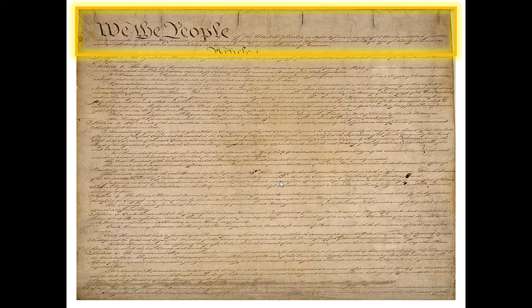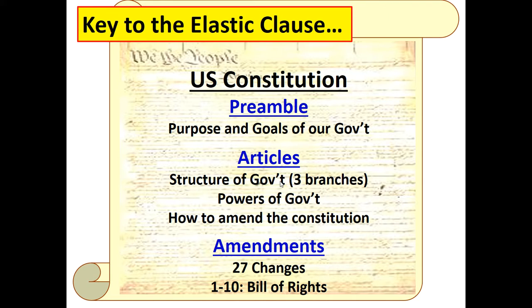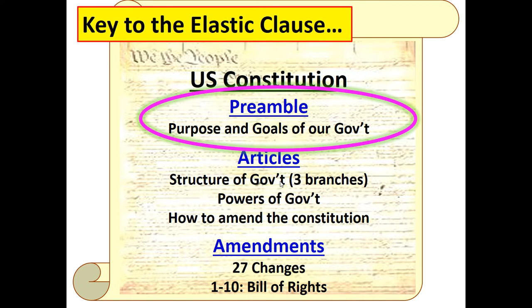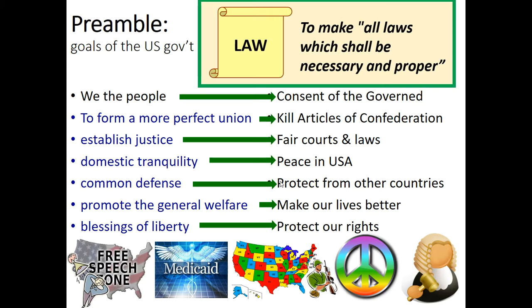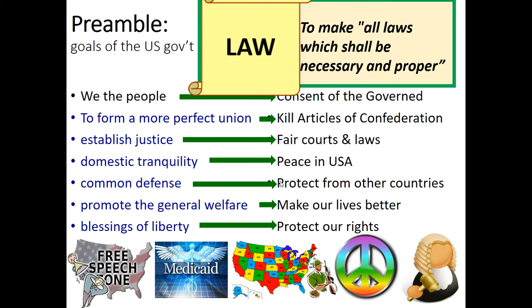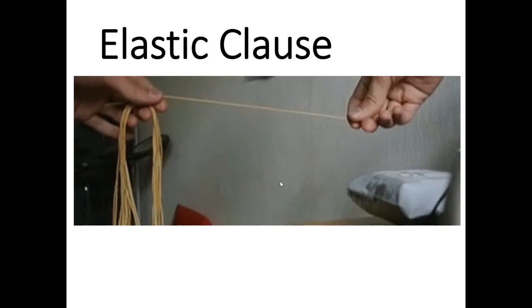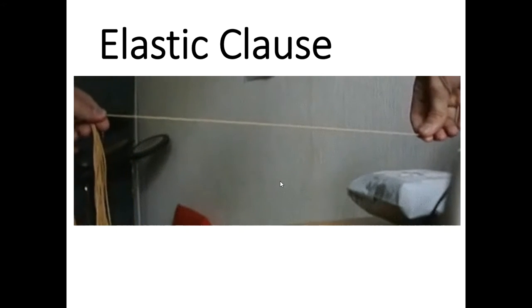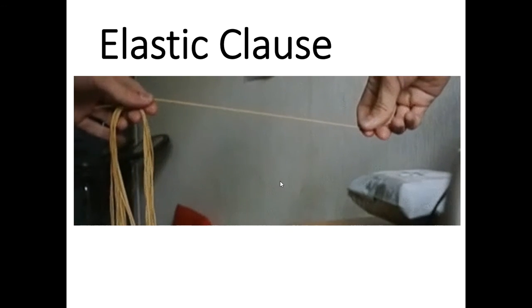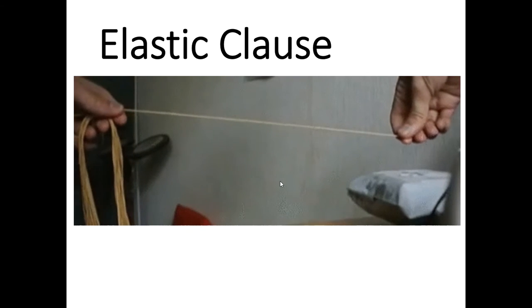Well, Hamilton says, look at the preamble. If we look closely, this explains the purpose of our government. The preamble explains the goals of our government. We can make laws that are necessary and proper. Okay, we can make a law that is necessary. Well, is the bank necessary? It doesn't say we can't, right? But it doesn't say we can. Well, can we or can't we?